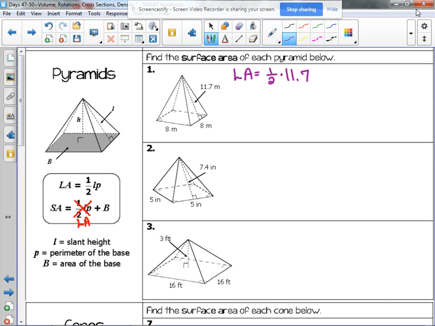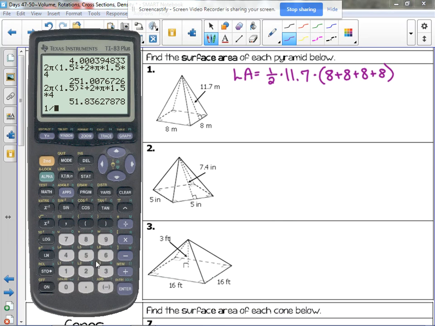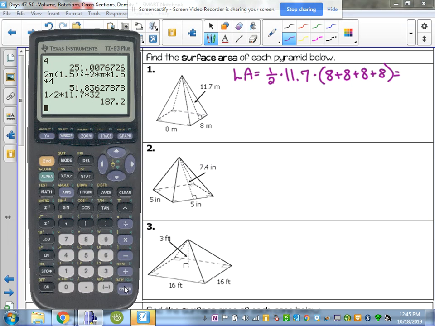11.7. Times the perimeter. The perimeter here is 8 plus 8 plus 8 plus 8. It's a square, isn't it? So 1/2 times 11.7 times 32. 8 plus 8 plus 8 plus 8 is 32. So 187.2 is our lateral area.